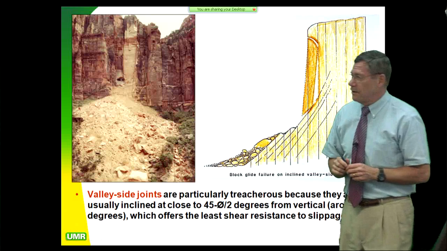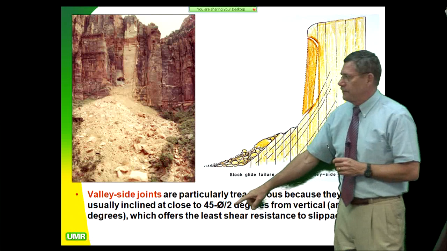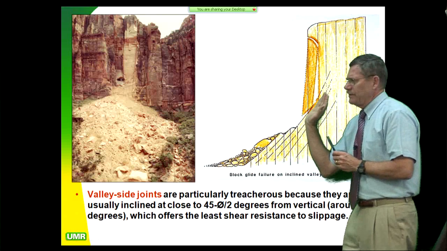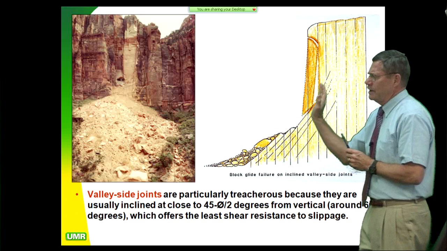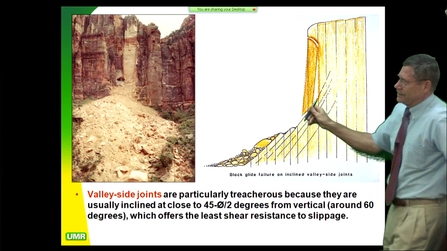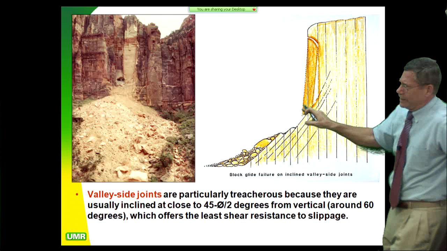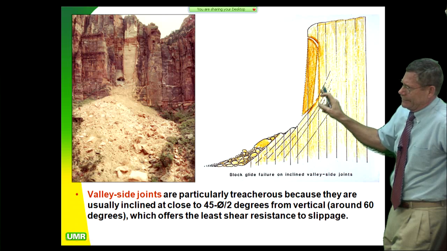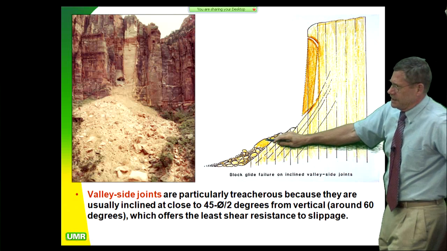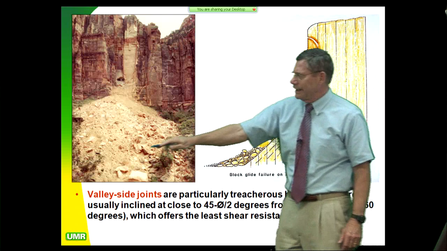Valley side joints are always treacherous because they're usually inclined at close to 45 minus phi over 2, like you see right here. 45 minus phi over 2, if phi was 30, would be an inclination of about 60 degrees from horizontal. If you're at 60 degrees from horizontal, that's a very bad inclination to have a toe kick-out failure like this, where you just have this big, huge block that falls down, and you see all these house-sized boulders down below, which look like this.